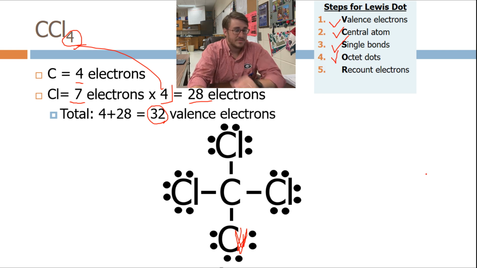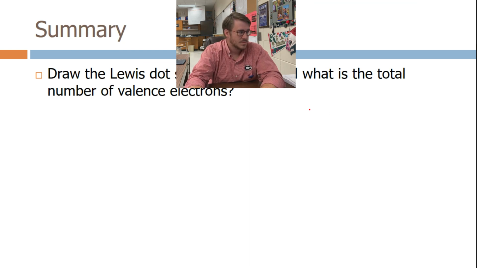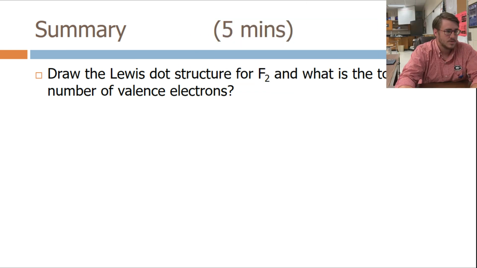Fill them in and make them have octet dots. Check. Now they all have 8. They're all satisfied, but we have to recount. 2, 4, 6, 8, four sets of those. 4 times 8 is 32. That checks out. So can you draw the Lewis structure for F2?